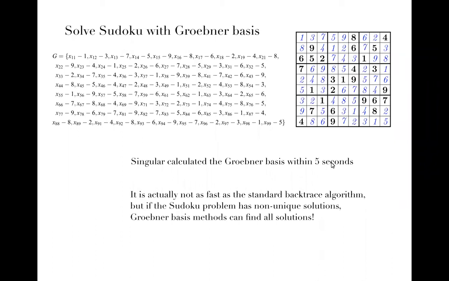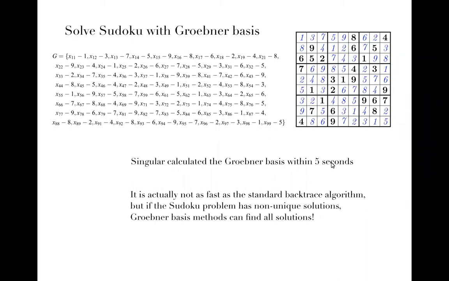But you may argue that it's not fast, because if you have a traditional algorithm, like a backtracking algorithm, you can solve it in maybe less than 1 second, very, very fast. But a good thing is, if somehow this Sudoku problem is not well defined, for example it has 2 solutions, then if you run this backtracking algorithm, it takes quite a long time to go through all these situations.